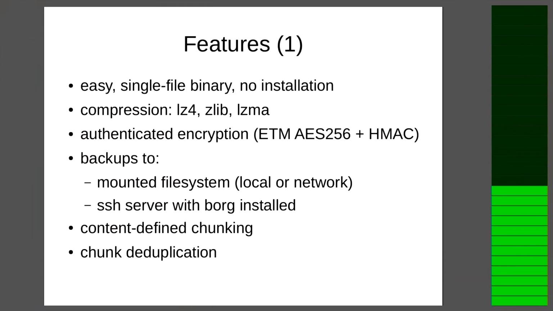So what are the features? It's quite an easy tool. You have an easy command line interface. You can also have a single file binary for some platforms, for Linux, for FreeBSD, for Mac OS X. So it's basically no installation, just copy the binary onto your system and you can do a restore. It supports different compression methods. For example, LZ4, it's a very fast compression. You can also have LZMA or zlib, that's slower but better compression.